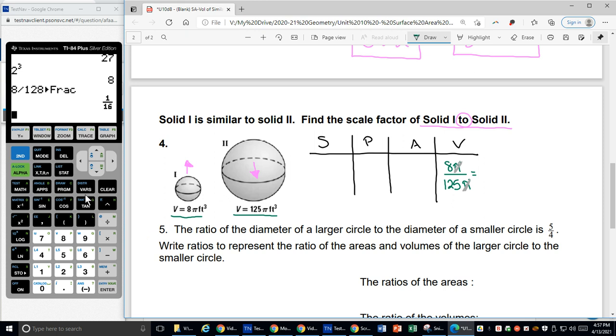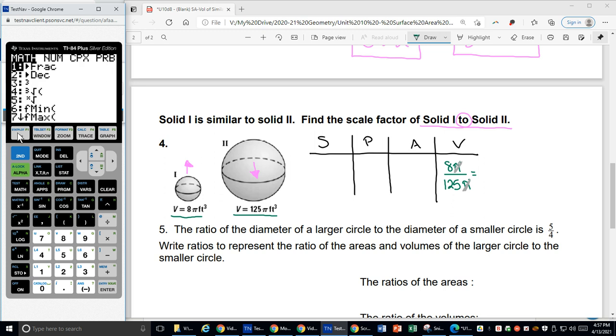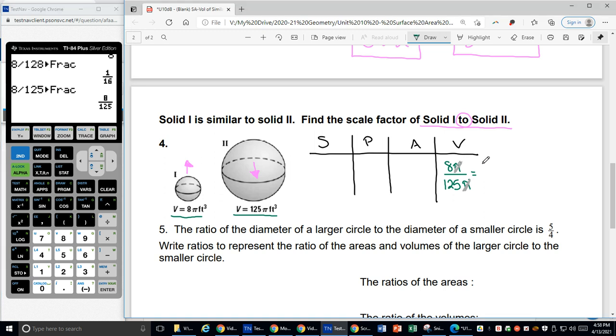Let's try that again. So over here, it's 8 over 125. And I'm going to say math, give it to me as a fraction, and I get, oh, it doesn't reduce. I didn't think it reduced. That's why I was confused. So this doesn't reduce, which means all I have to do is reduce out those pi's. It's 8 over 125. Now, remember, your volume is cubed.